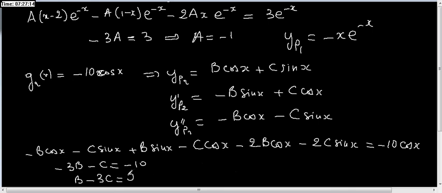So from here, we obtain that b is 3c. And if we replace b with 3c, we obtain minus 9c minus c, so minus 10c is minus 10. So finally, b is 3 and c is 1.